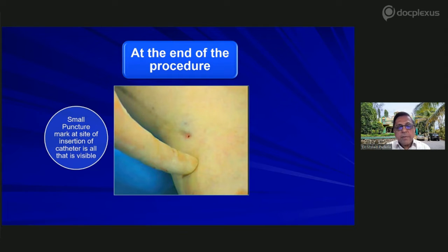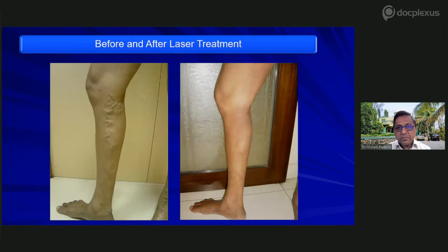You put a small little bandage there, make the patient wear a stocking, make him get up and walk for half an hour, and the patient can go home. And this is the sort of result you get. So as you can see here, before laser treatment, the large varicosities, once you close the upper vein and the flow is stopped or the reflux is stopped, then you'll see that the varicosities all disappear.